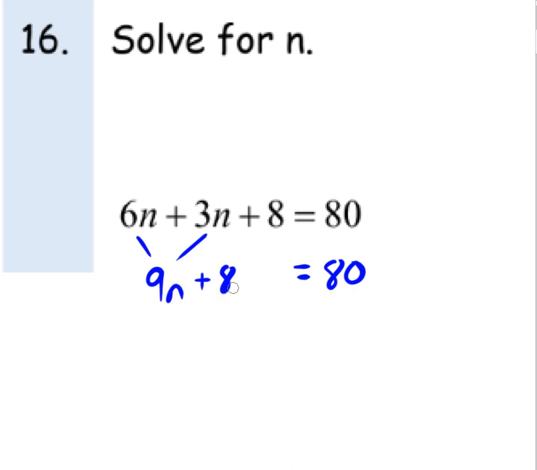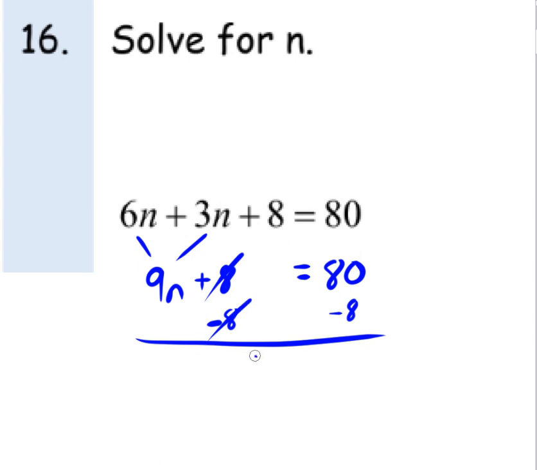This is a variable term and this is just a constant. So I can't combine them, but what I can do is solve for this n now, because that's what they want me to do. So I'm going to deal with the constants on the same side as the variable term. I'm going to subtract 8 to get rid of that, right? I want them to cancel out.